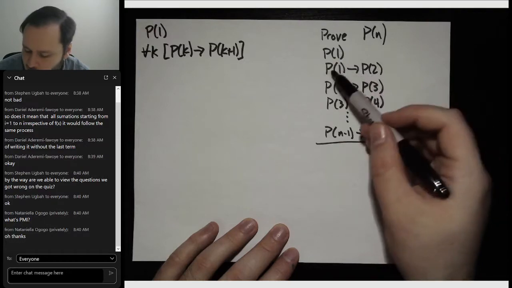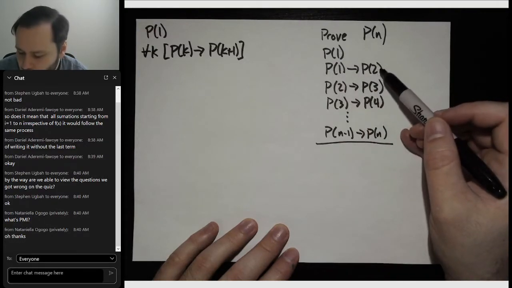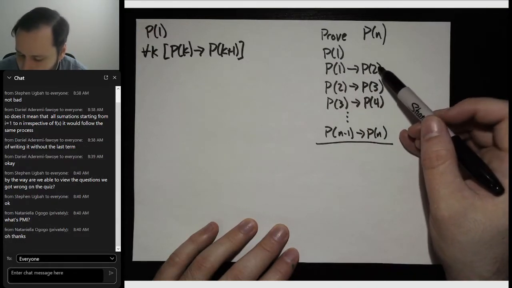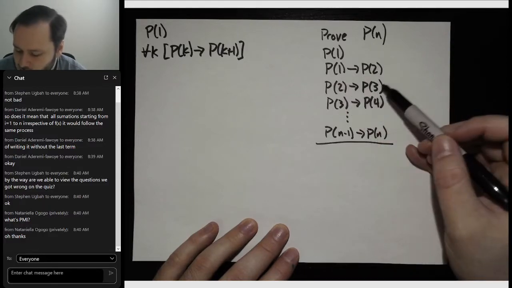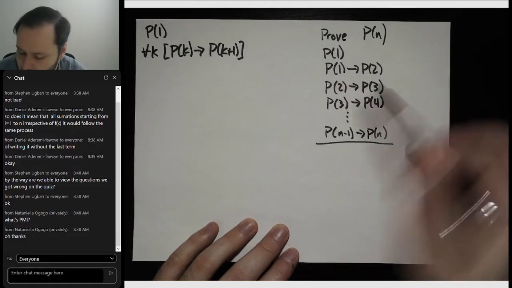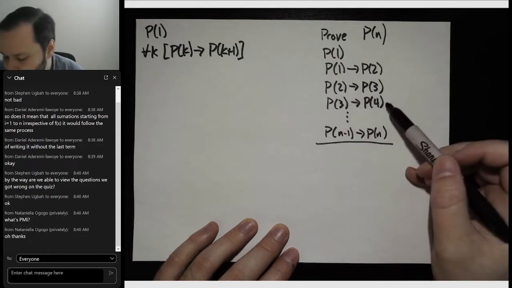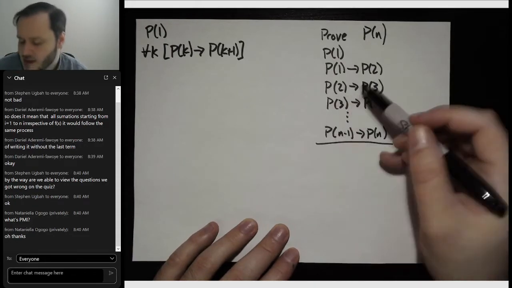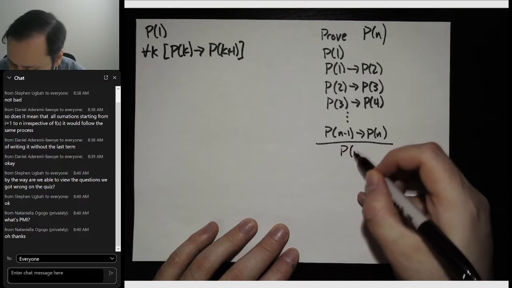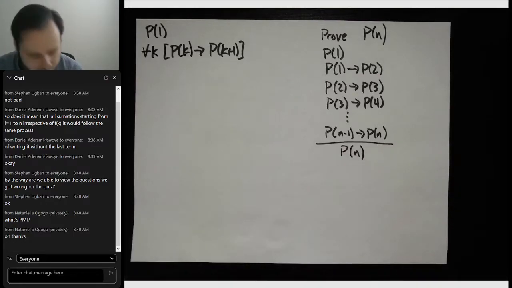And this is my argument. P of 1 and P of 1 implies P of 2. By modus ponens, I get P of 2. P of 2 and P of 2 implies P of 3. By modus ponens, I get P of 3. P of 3 and P of 3 implies P of 4, by modus ponens, I get P of 4. Keep going all the way down until I can finally conclude P of n. And that's where our concept of mathematical induction comes from.